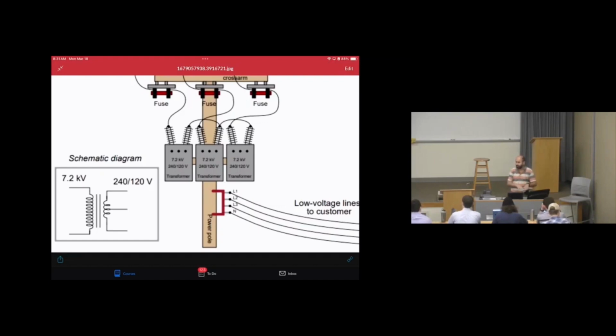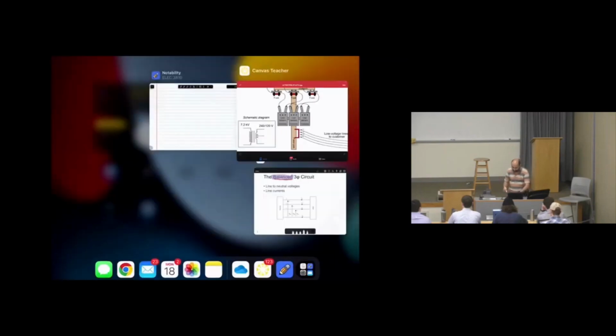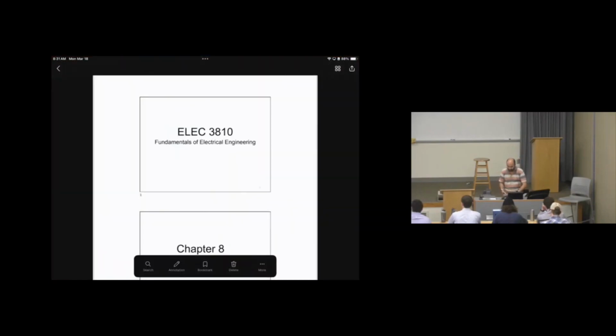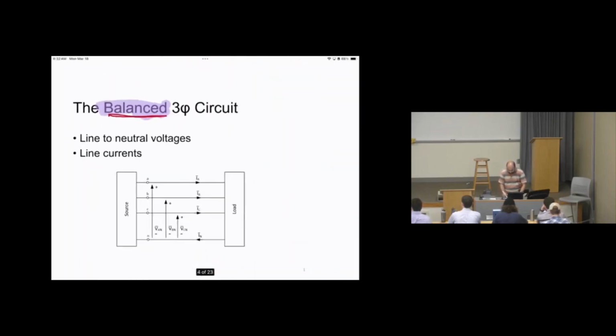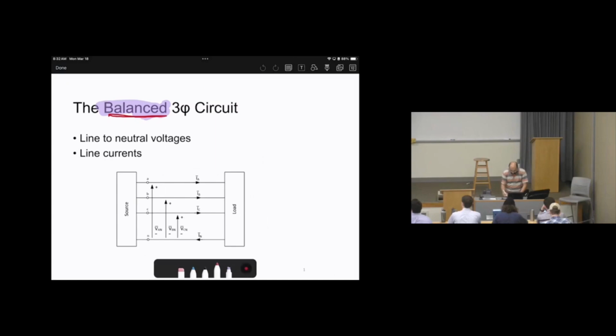And again, balanced means identical loads, 3 identical loads. Phase A, phase B, phase C are identical. So as a result, when we discuss here in our analysis the 3-phase balanced system, we are going to assume these loads are identical. 3 identical loads. Okay? Then we can overcome all of these problems.